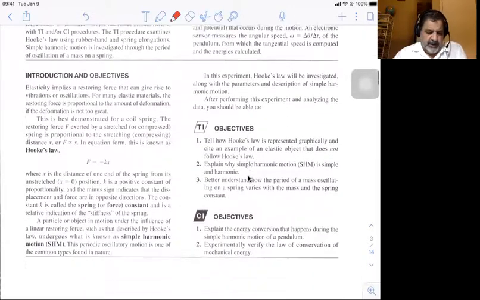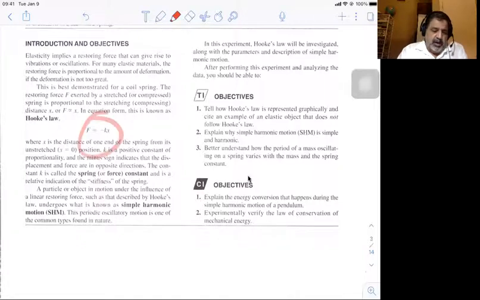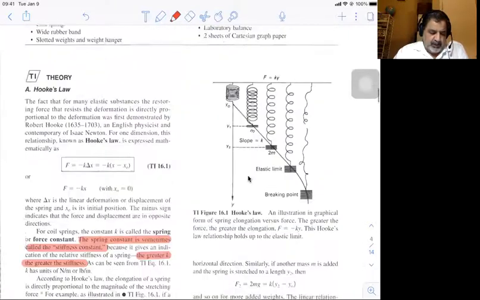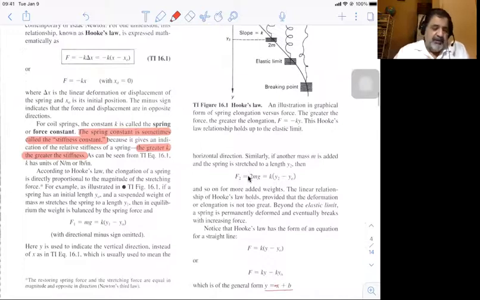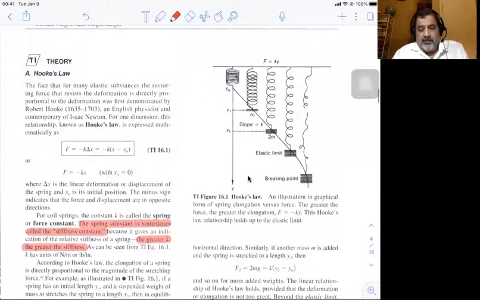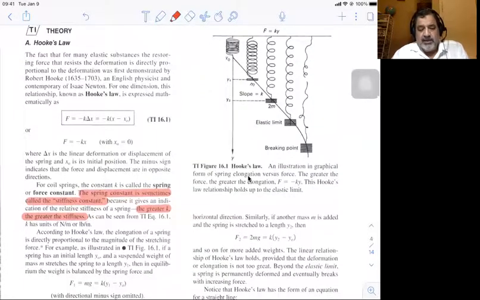But here, we've seen this before. We've seen Hooke's law before. Force is equal to minus kx, where k is the spring constant, and it's minus because the force is always in the opposite direction of the displacement. The spring constant is sometimes called the stiffness constant. It's highlighted here in red. It gives an indication of the relative stiffness of a spring. The greater K, the greater the stiffness. So if you have a real stiff spring with a high K, it's harder to stretch. Of course, you have the elastic limit that we've discussed in the past.